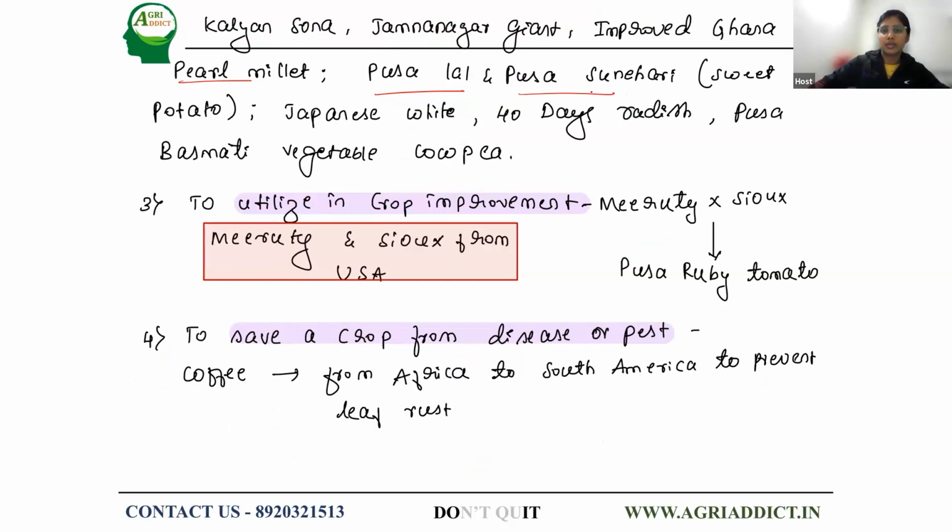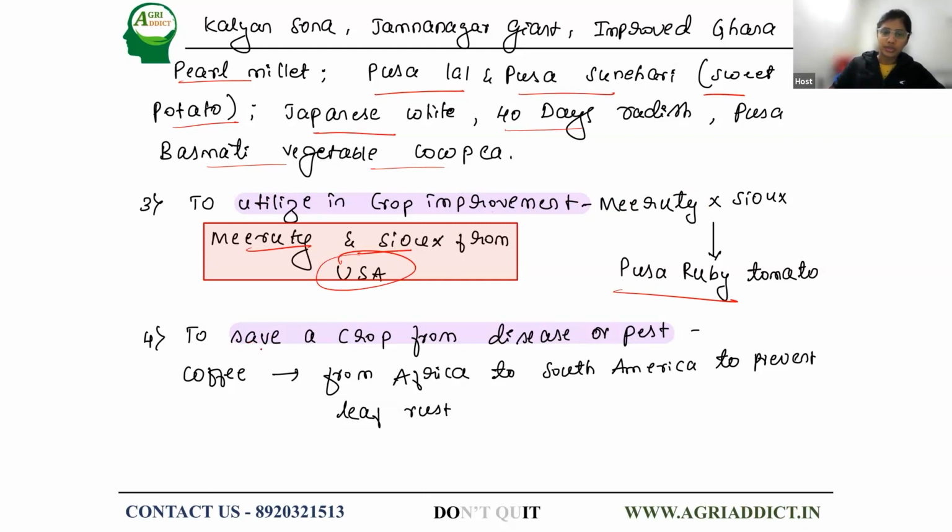Sorry, Pusa Lal and Pusa Sunihari are from the sweet potato. So Japanese white and 40 days radish, Pusa Basmati vegetable cowpea are also selections from the introductions, or it could be to utilize in crop improvement. One of you has mentioned this, to utilize in research. So Meerut and Sioux is actually introduced from the USA. Through the hybridization of those two, they have selected this Pusa Ruby tomato.